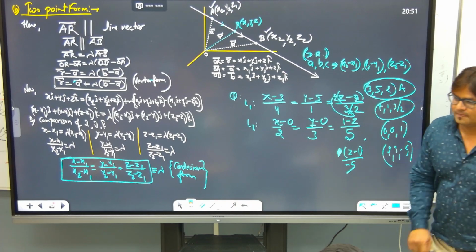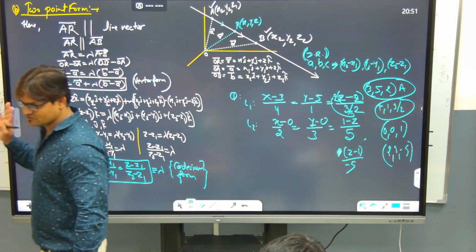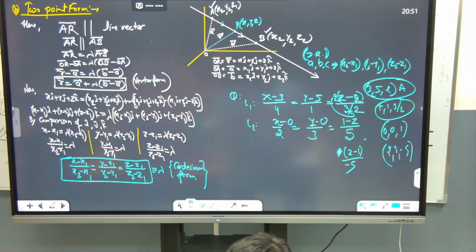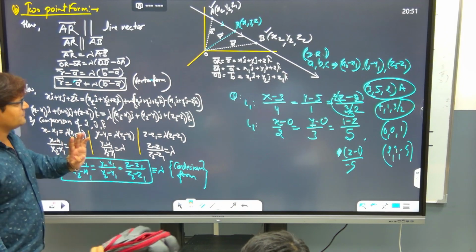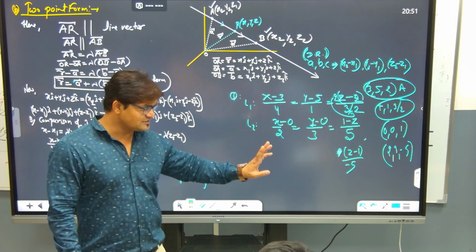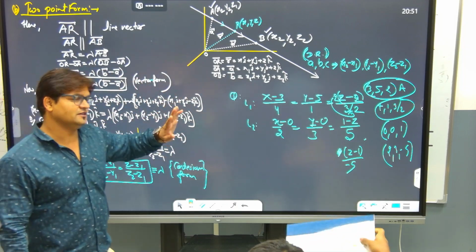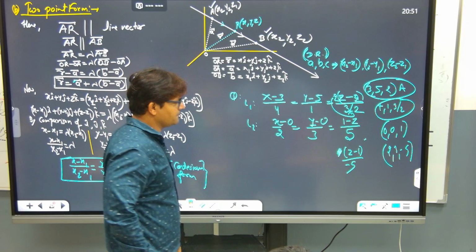Clear? In the next part, we will do some questions based on this first: conversion from one form to the second, then two concepts, angle between two lines, and distance between lines, equidistance, and three concepts according to this.